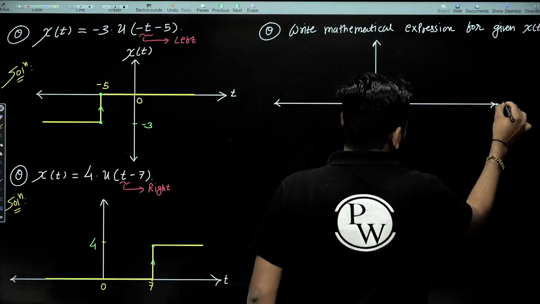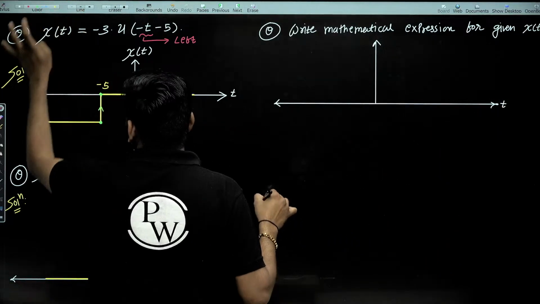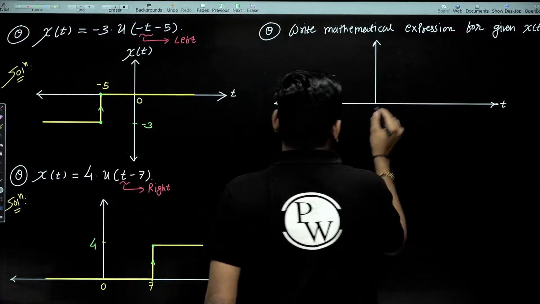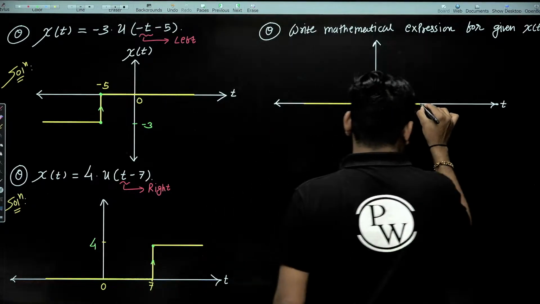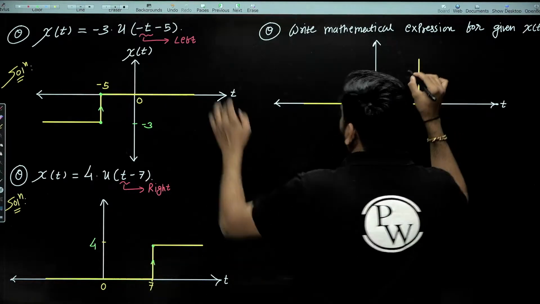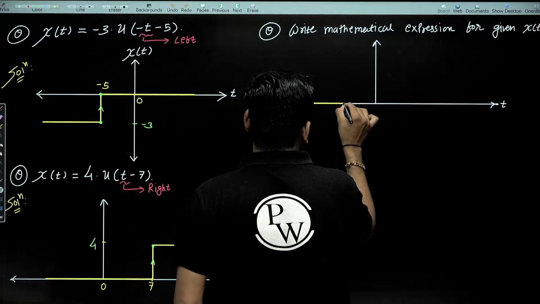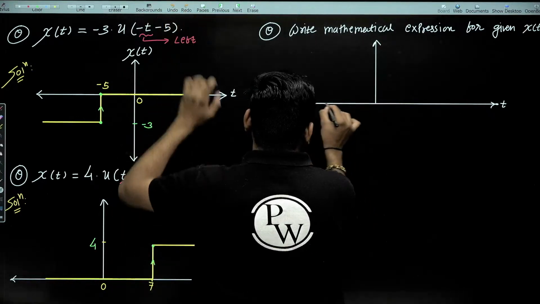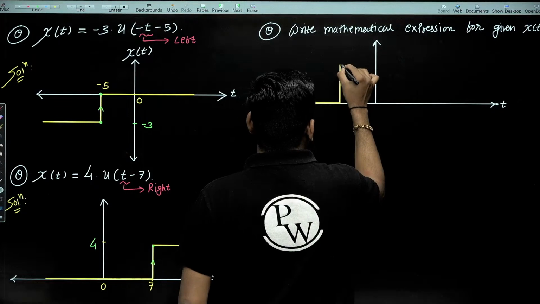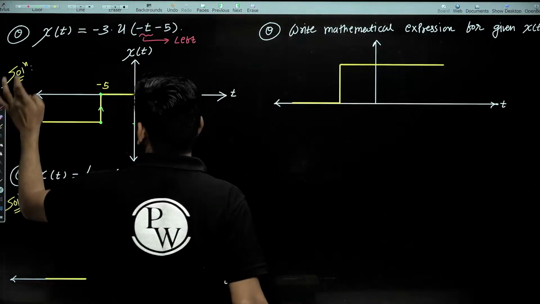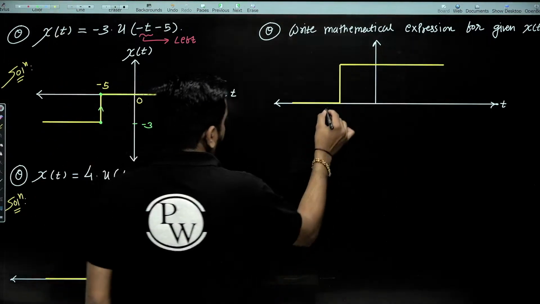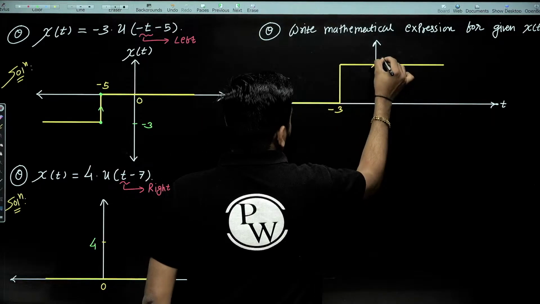The same shortcut is applicable for the reverse type of question. First, I will provide you the standard method, how to write it mathematically. Then I will tell you the same shortcut also. Suppose this is minus 3, amplitude is 5.